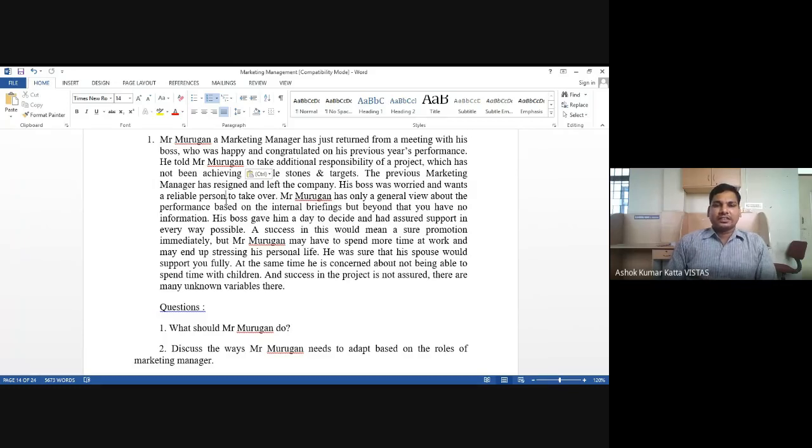The second side of the coin is your personal life. Personal life, everybody has a different way. I said in the case study, it only talks about wife and children, or husband and children. What about your father and mother? If they are senior citizens, or if you are in a joint family, or your father or mother is a patient, then how will these personal factors influence your professional career?